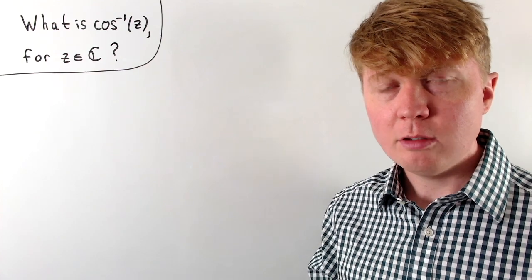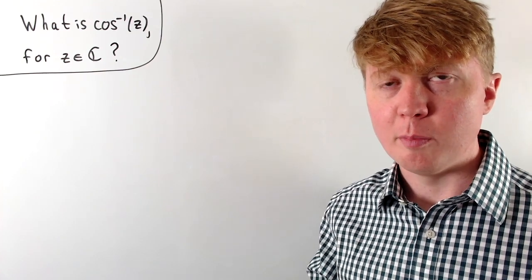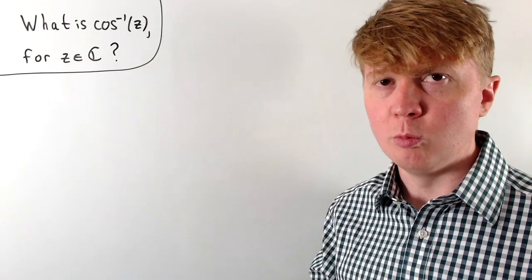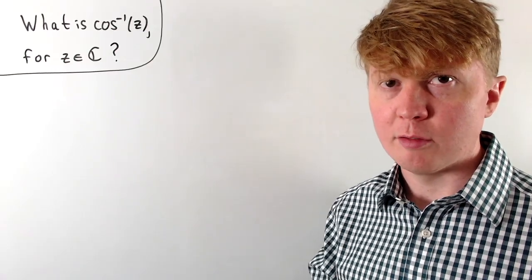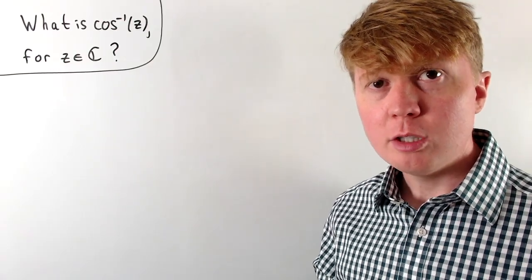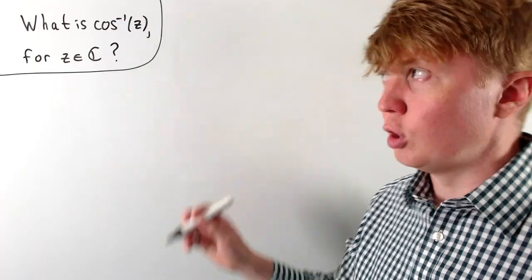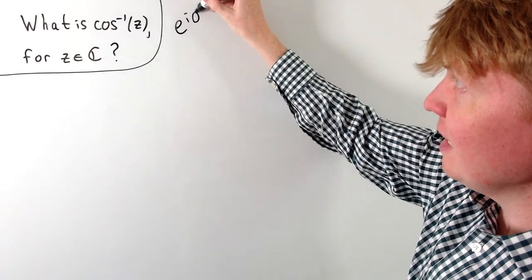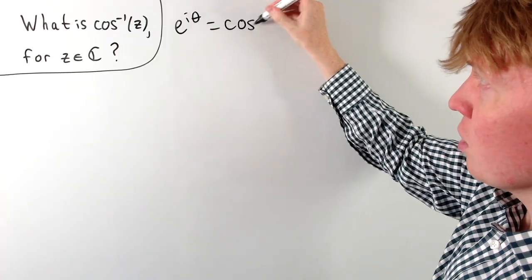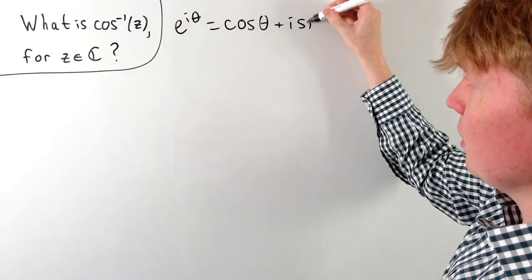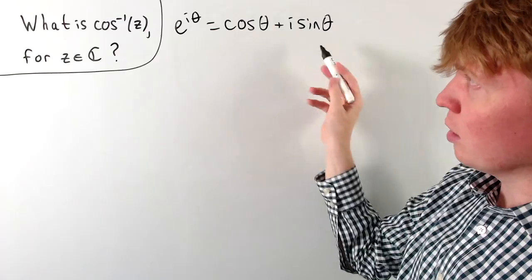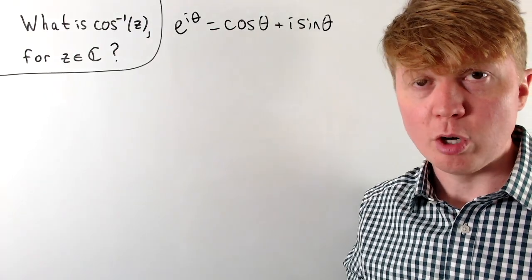Okay, so we're going to look at how to define the inverse cosine of a complex number. And to get started, we'll first think about what it actually means to have the cosine of a complex number. So our starting point is going to be Euler's formula, the famous formula that e to the i theta is cos theta plus i times sine theta. And this formula actually holds even if theta is a complex number as well.